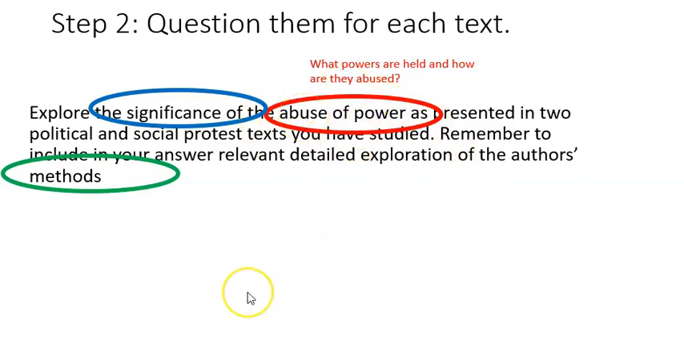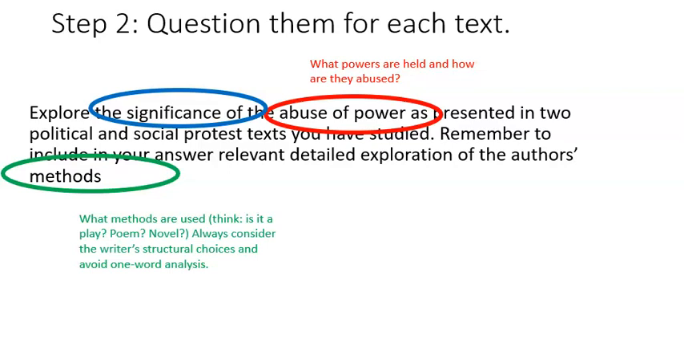So you need to think in your text, what are the powers that are held, by who, and how are those powers abused? So ultimately, whatever your feature is that you've been asked to look at for this question, think about what is actually being asked and where is it within your text. You then need to think about methods. You've got to think about the form. Is it a play? Is it a poem? Is it a novel? Always at A-level, think about the writer's structural choices. Avoid your one-word analysis if you possibly can. Think more about how the text is put together and how that is significant.